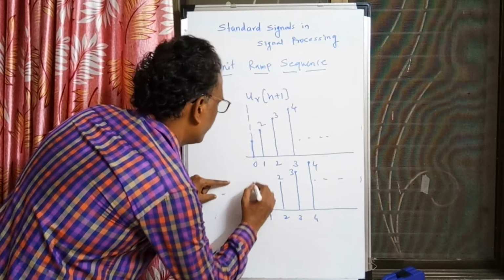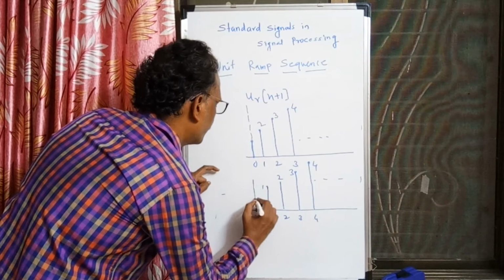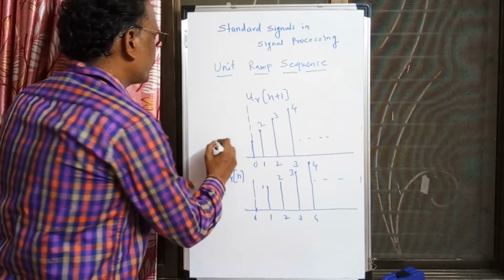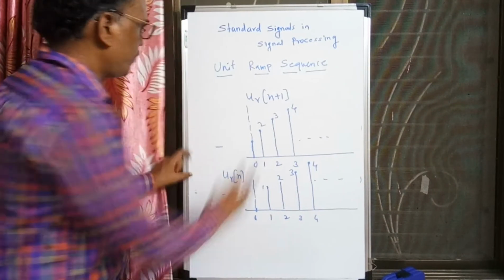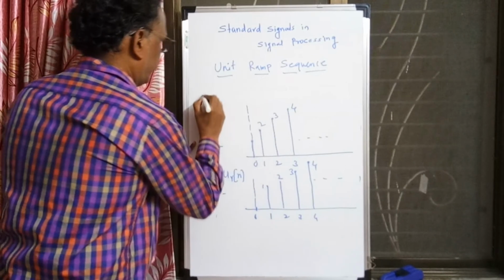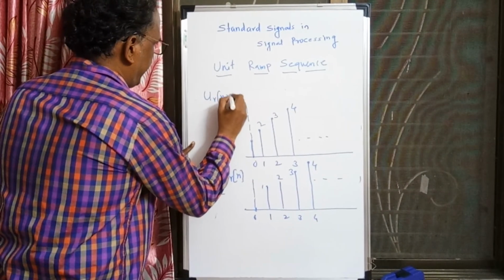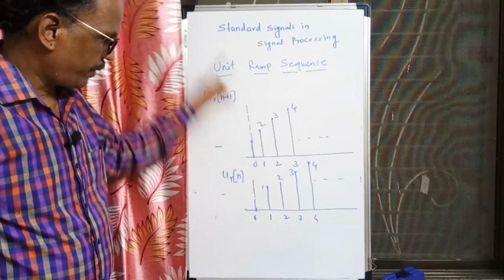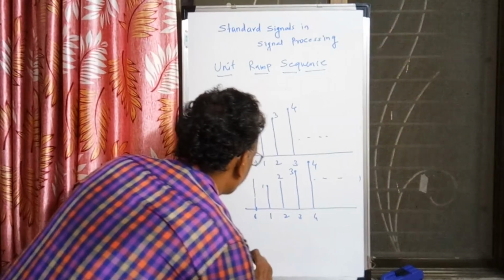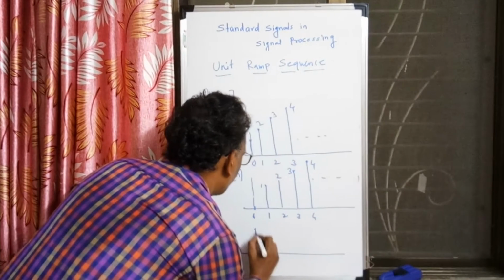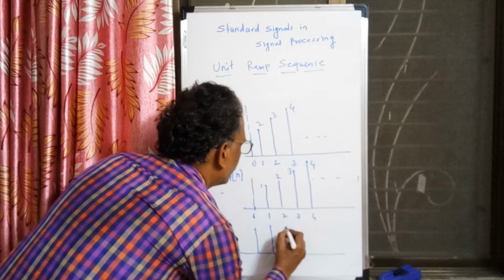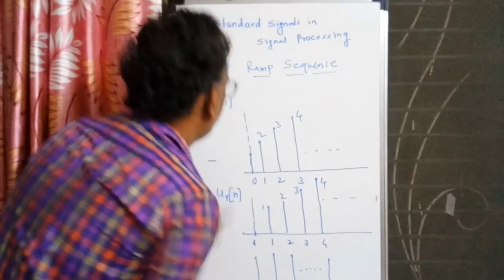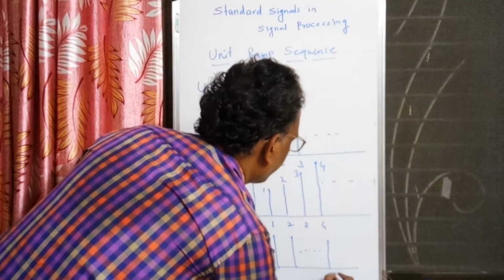The sequence I am taking here is u_r(n), and I am trying to subtract it from u_r(n+1). If you see this, everywhere you will find a difference of 1 between the two sequences. So what we get after subtraction is 1 1 1 1 1 1 everywhere. So we can say that it is 0 to infinity.